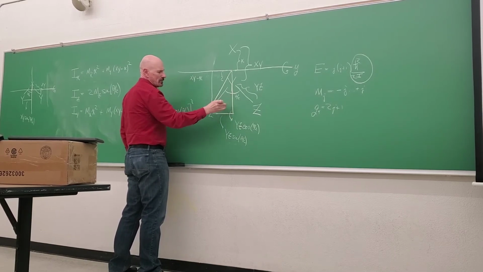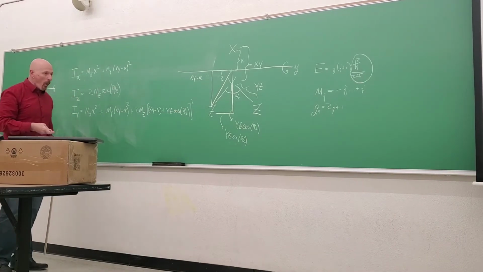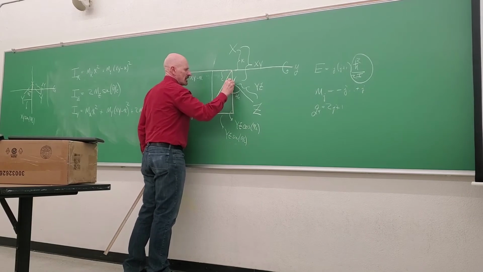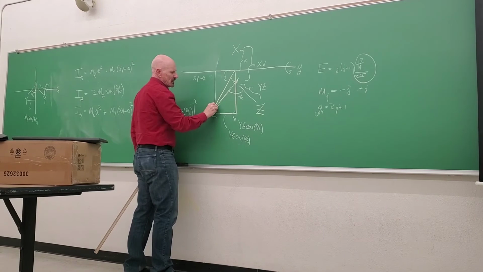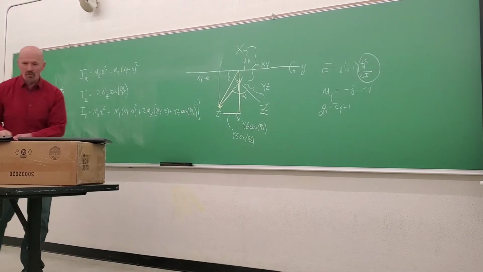So that squared plus that squared, square root will give you that distance there. Or you have a distance here, and then this distance here, and these are two vectors, and you can use the law of cosines to get that. And I've done them both.